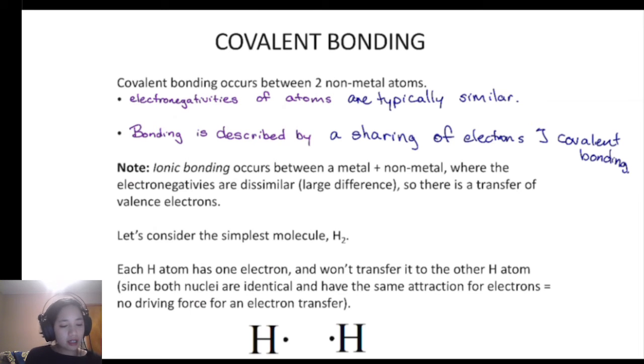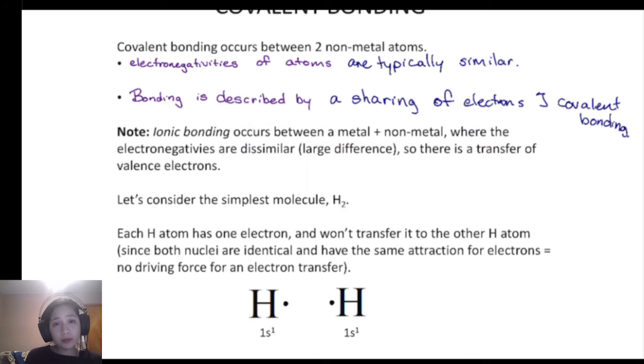And then here we have an example of hydrogen, H2. The bonding description that connects those two hydrogen atoms is covalent bonding. Because if we look at the electronegativity of hydrogen and we compare that to the electronegativity of hydrogen, that difference is zero because they're the same. So again, our first point here, electronegativities of the atoms are typically similar if it's the same atom that you're trying to bond. That will be covalent bonding because both of those atoms have the same electronegativity.